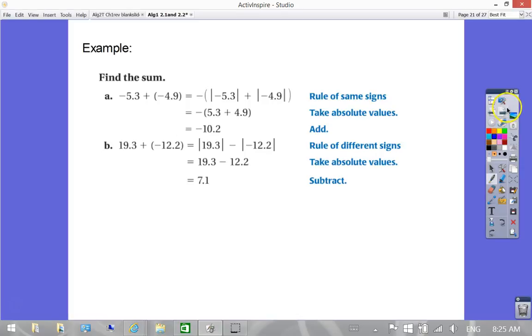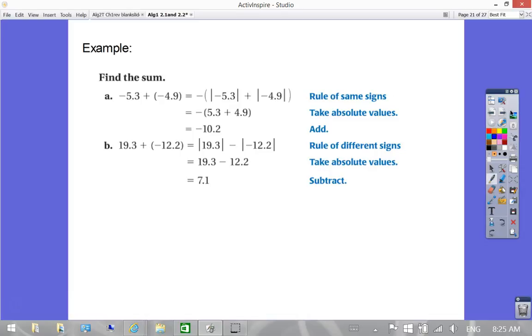So these are examples, finding the sums using absolute values. This is using the rules that the book has, which you may or may not do this exactly. That's okay. But you see what they're saying is, because you're adding two negative numbers, add the absolute values and then put a minus in front of it. Right? They added 5.3 and 4.9, and then they put the minus in front.